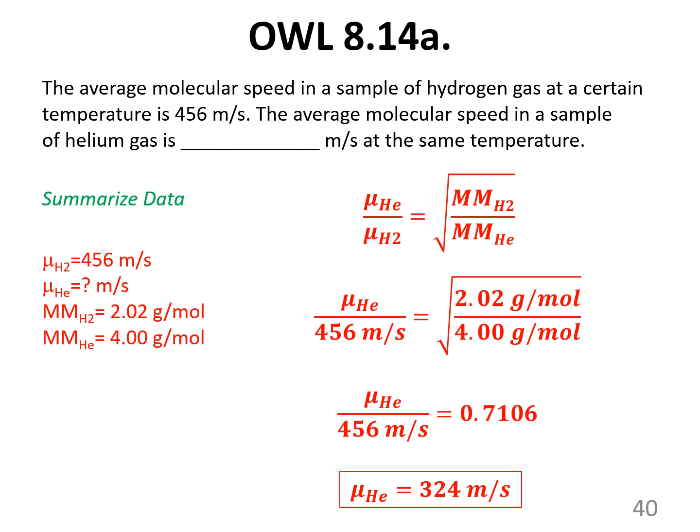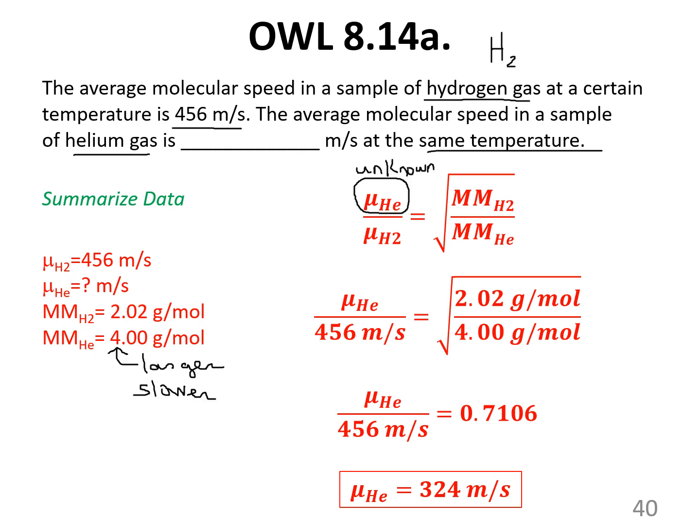We now need to look and see if our calculated value makes sense. Well, the helium had a larger molar mass than the hydrogen, so we would expect it to have a slower velocity. And yes, it did have a slower velocity, so that result did make sense.